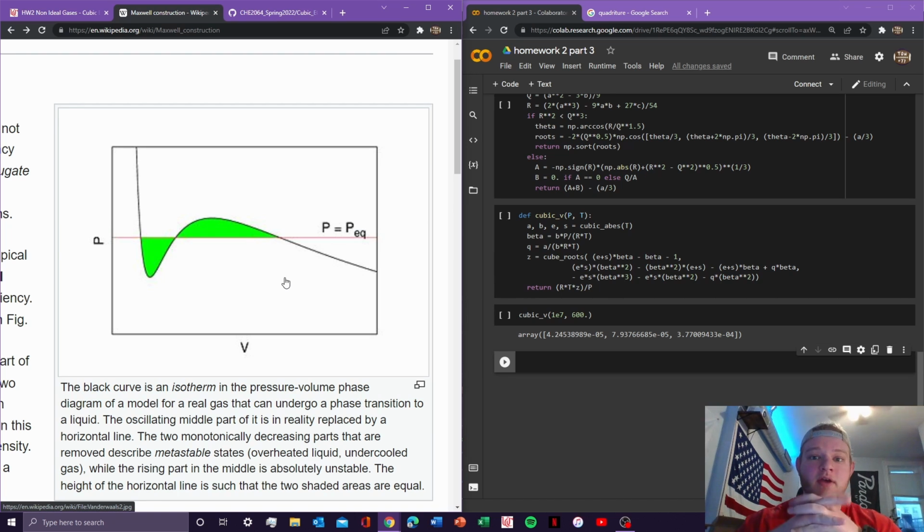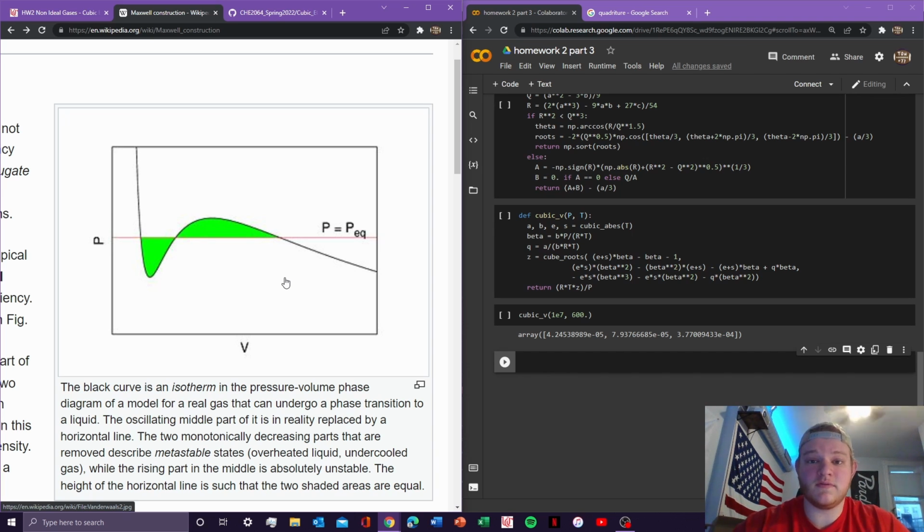If you see here, we have an isotherm, and the horizontal pressure line, and we have two shaded regions of the isotherm above and below that pressure line. Basically, what the Maxwell construction is saying is if we take the integral of this line at these points and find the area of these two green halves, set them equal to each other, they should equal 0, and then we can use that information to solve for the two-phase envelope.